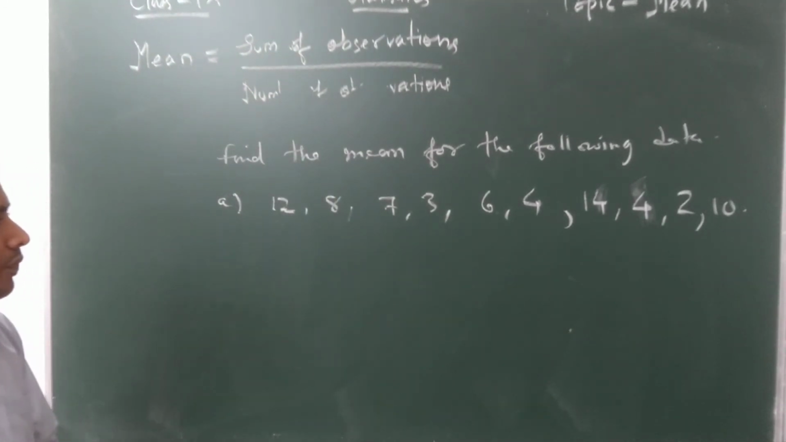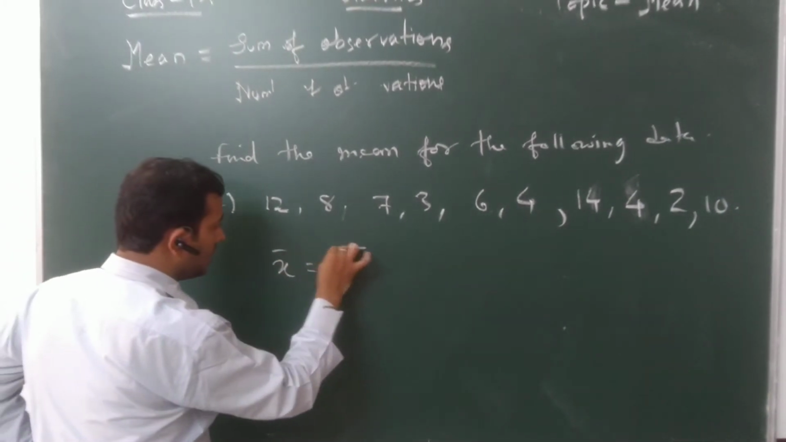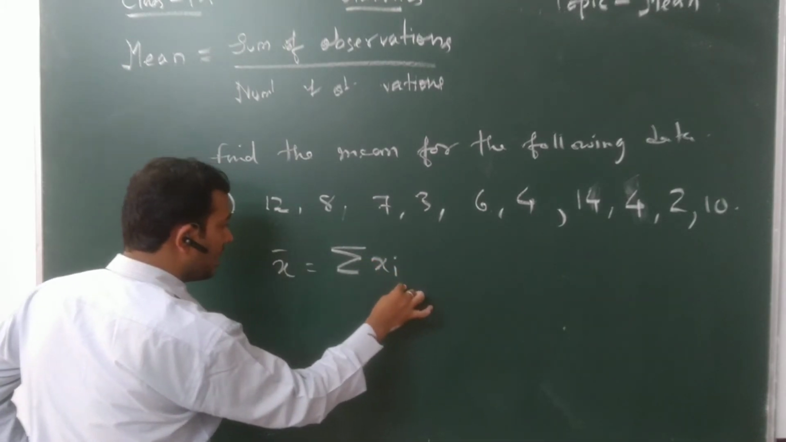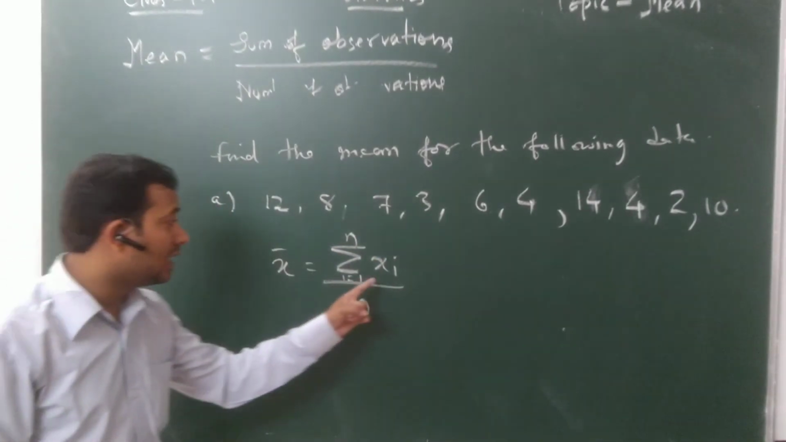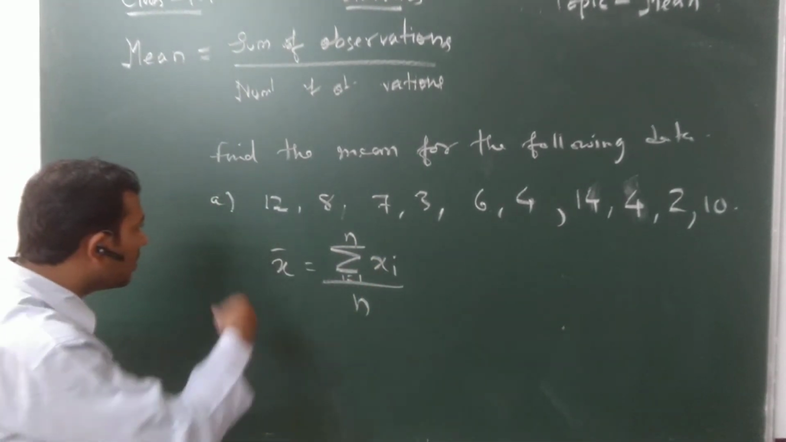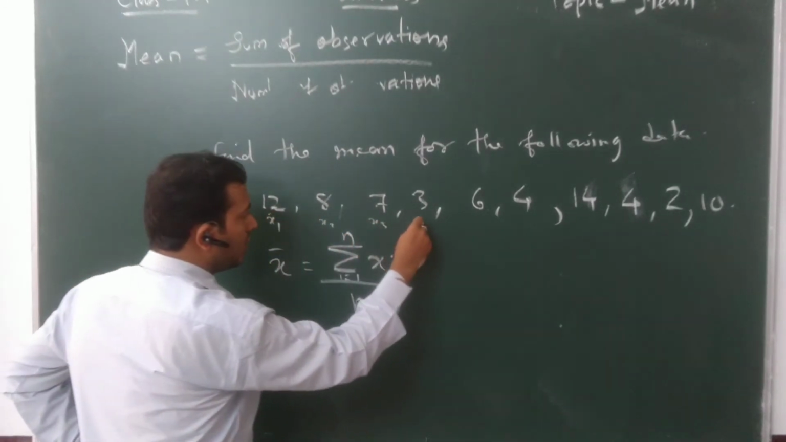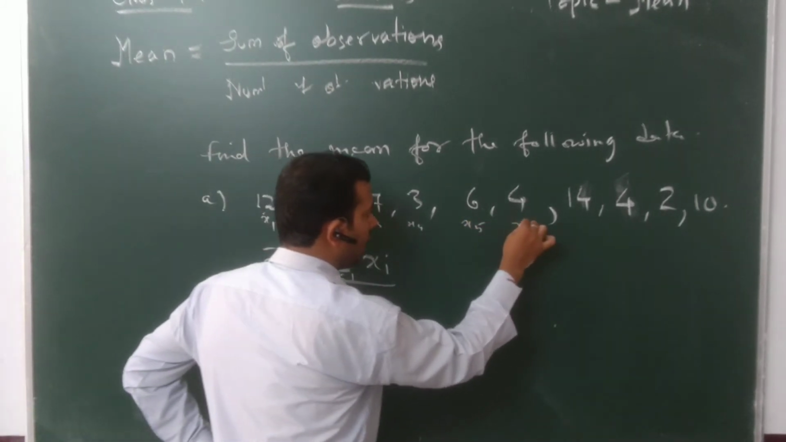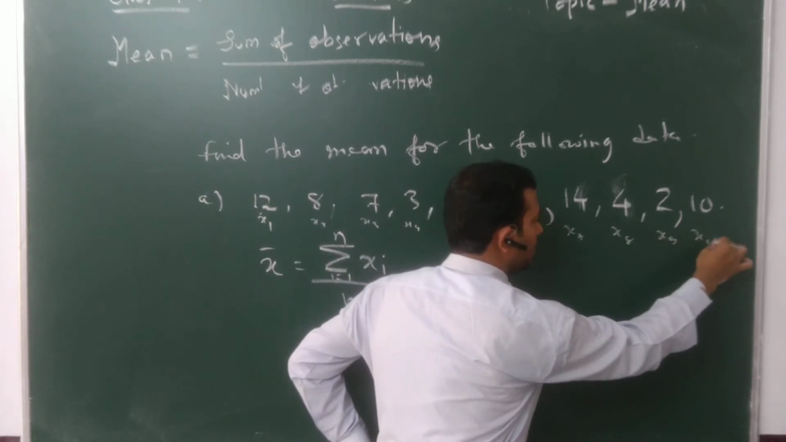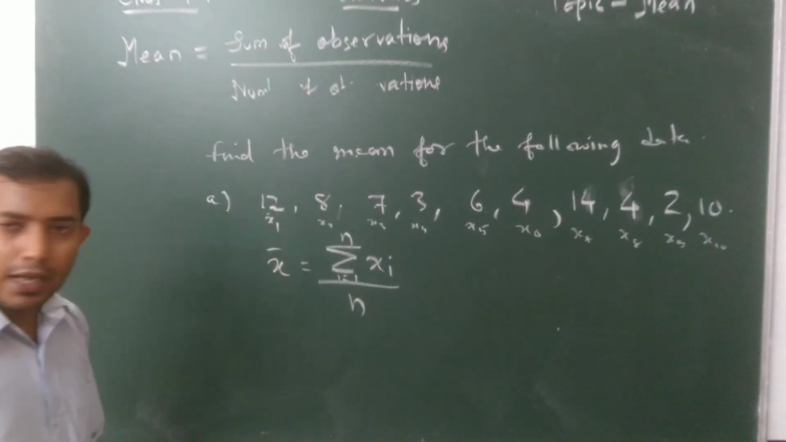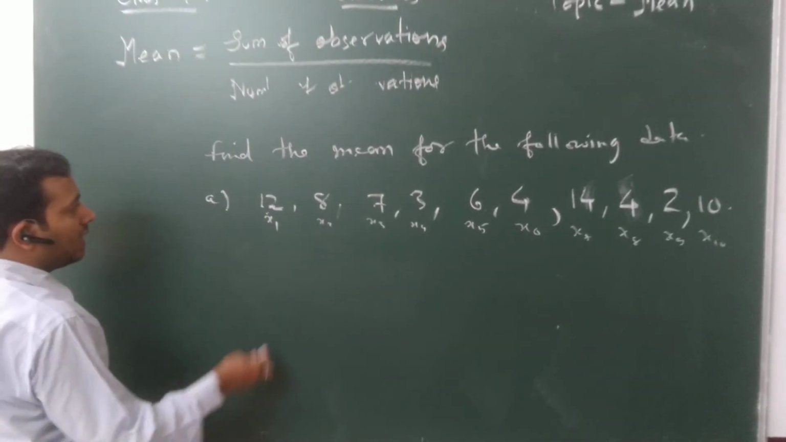And that formula is what? If you see x bar, we have written the first one, that is summation xi by n. Now we'll try to understand what xi is here. Xi means, if you take this one as first, this is your x1, x2, x3, x4, x5, x6, x7, x8, x9, x10.